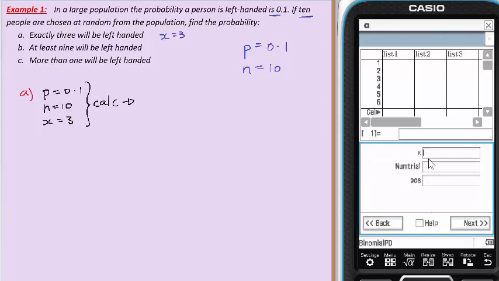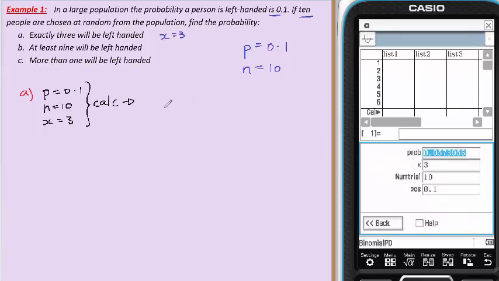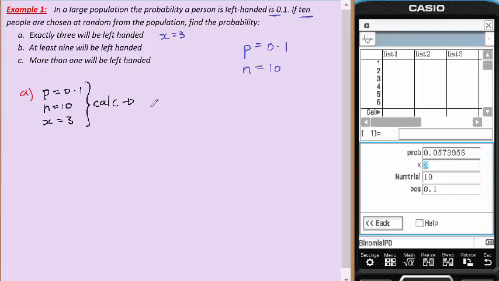Now we're going to put in our numbers here. X is 3, number of trials is 10, the probability is 0.1. We go next and we find out that the probability is 0.0574. So therefore I would say here, probability X equals 3 equals 0.0574. And there's our answer.